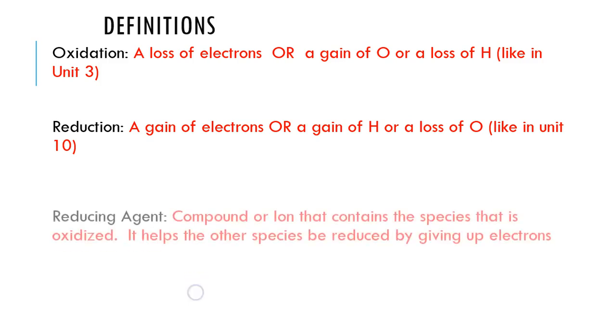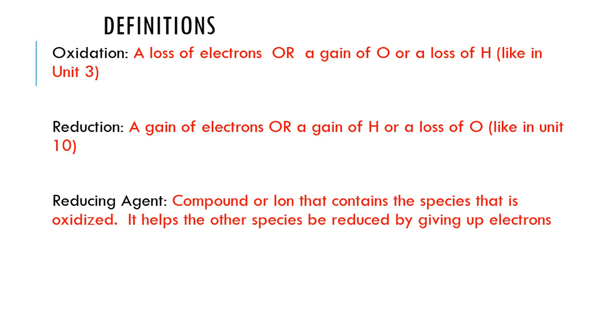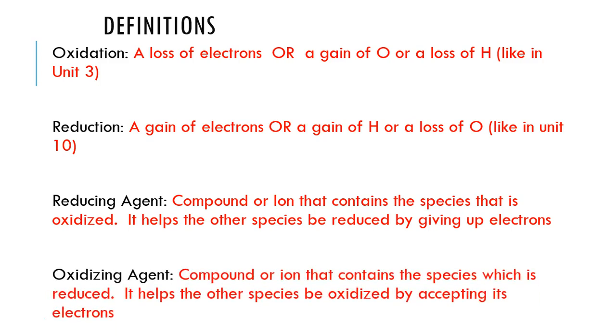And we'll see that in Unit 10 when we talk about the reduction of different organic compounds. So the reducing agent is the compound or ion that contains the atom that was oxidized. Now we call the thing that was oxidized the reducing agent because it is freeing up electrons for the other species to gain. And the oxidizing agent then is the compound or ion that contains the atom which was reduced.